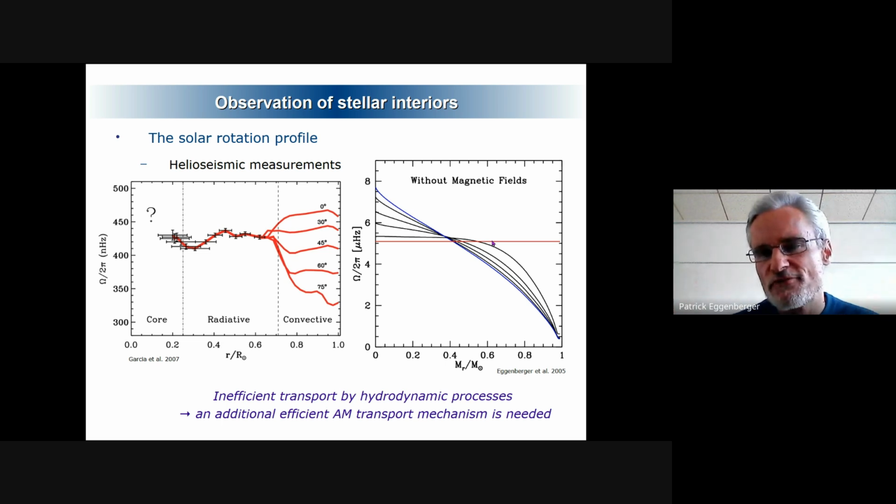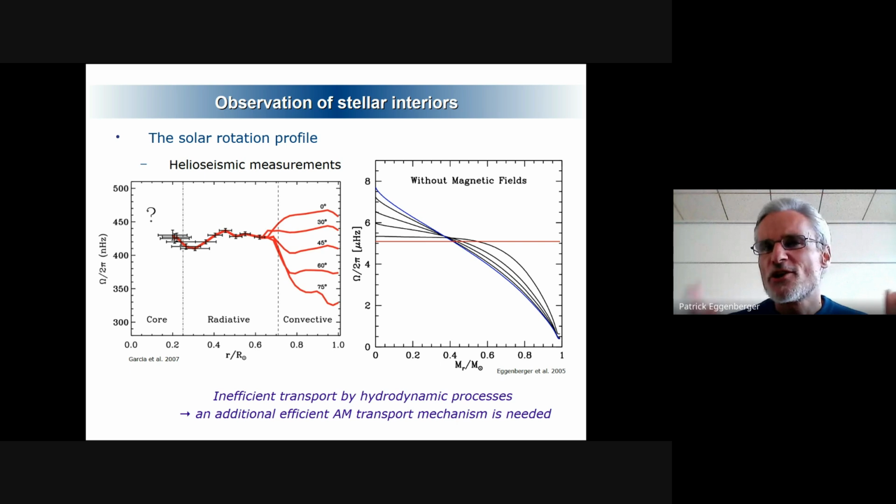We let the model evolve according to the theoretical framework we have seen before. In blue, you have the profile at the edge of the Sun, where you see that the core is rotating 20 times more rapidly than the surface, which is in complete contradiction with this flat rotation profile. So clearly, from helioseismology, we have known for years that within this framework, we have a problem.